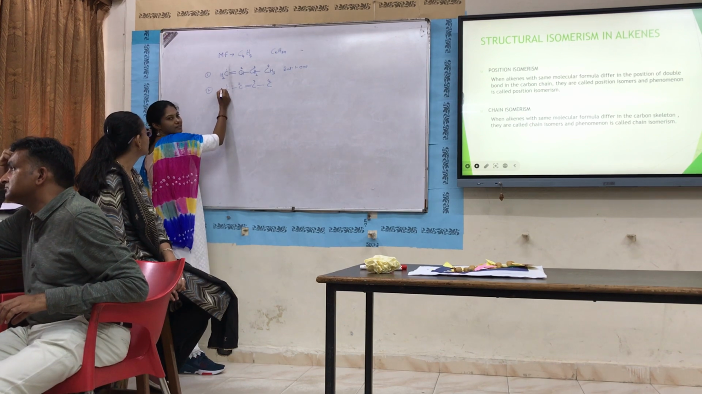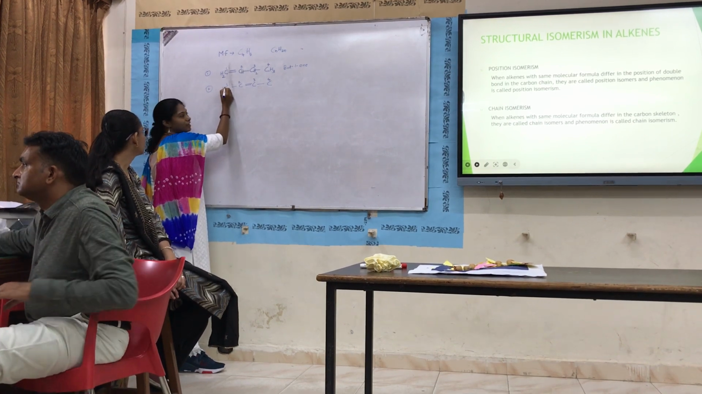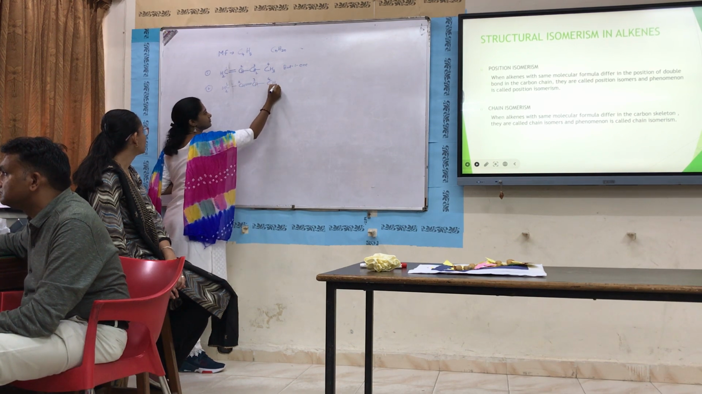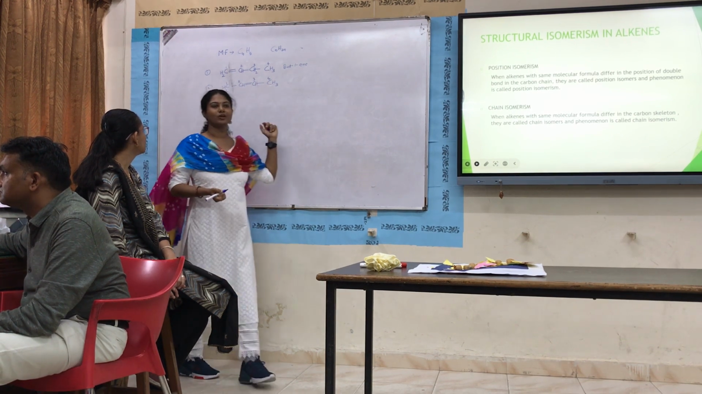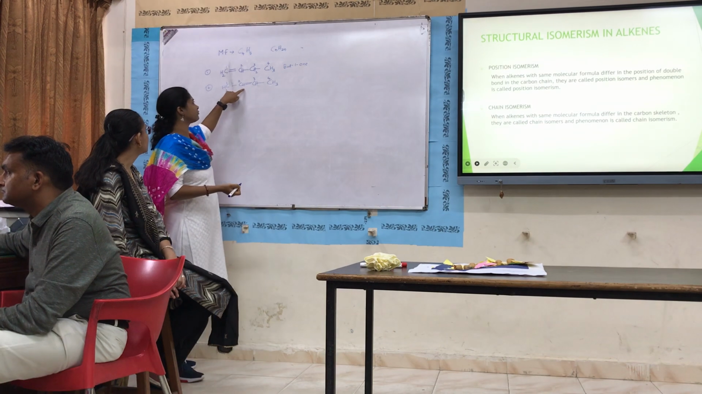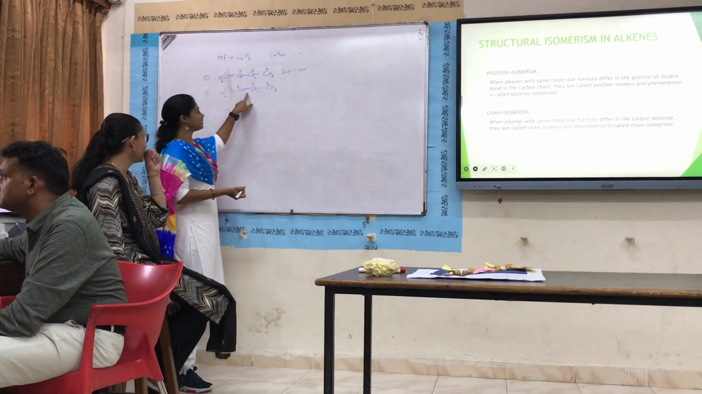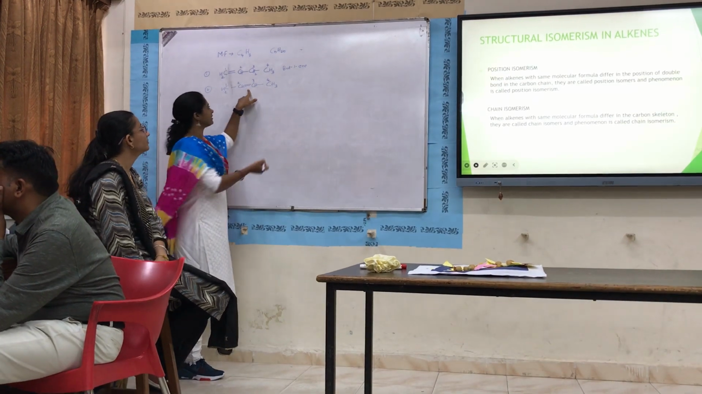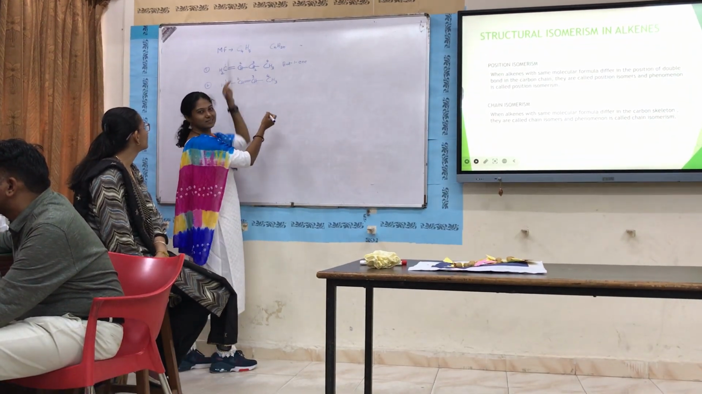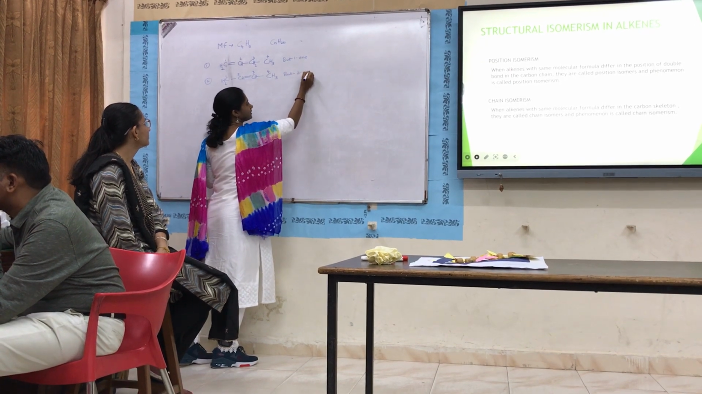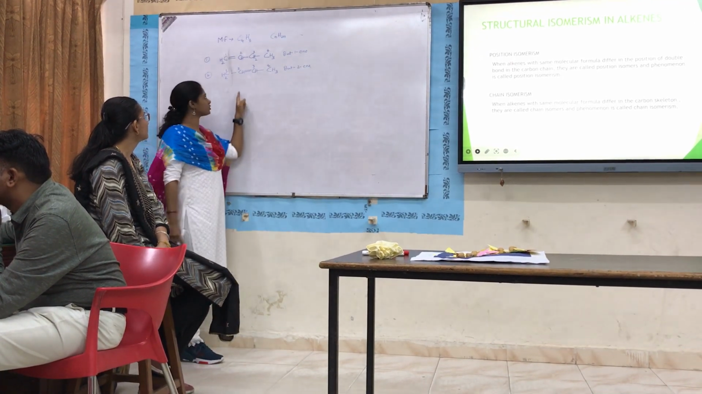Now we are filling the remaining balance of each carbon with hydrogen atoms. Okay. Now we got the second compound. Is it different from the first compound? Yes. What's the difference? The difference is in the position of the double bond. And this compound is but-2-ene. Here the double bond is on the second position.